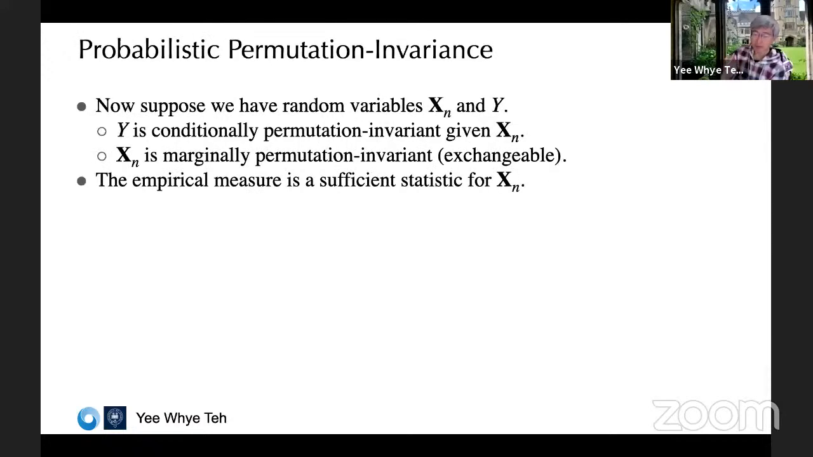Right. So kind of the statement that I'd like to make is the following. Suppose now that we have random variables x, n, and y, and we assume that y is conditionally permutation invariant given x, n, so it's invariant to permutations of our input sequence, and we assume that our input sequence is also marginally permutation invariant as well. Then you can show that the empirical measure is a sufficient statistic of xn and it's an adequate statistic for y given xn.